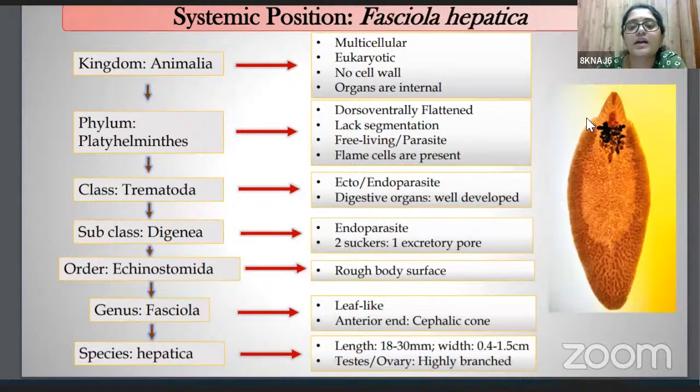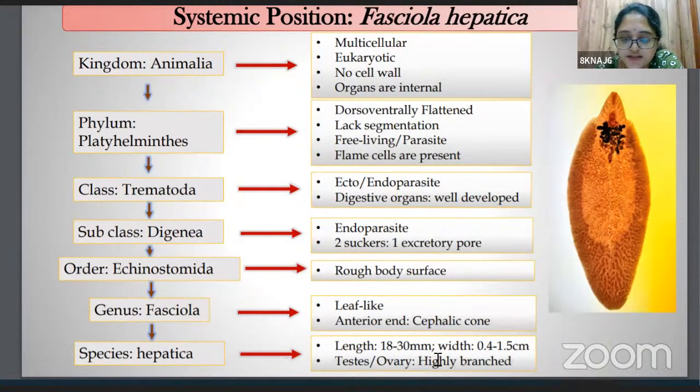Multicellular, eukaryotic, no cell wall present, and organs are all internal. Dorsoventrally flattened, leaf-like, dark brown body, with bilateral symmetry, so you can just cut it like this. It measures around 18 to 30 millimeters; in your book, it's 1.8 to 3 centimeters in length. It is the same thing, just a conversion factor. Width is 0.4 to 1.5 centimeters.